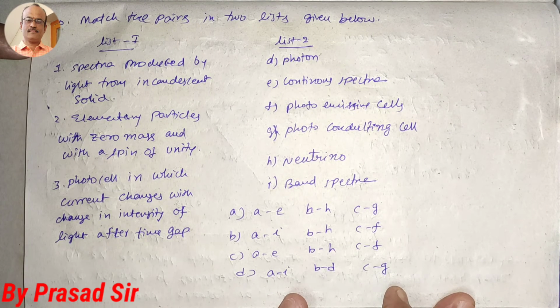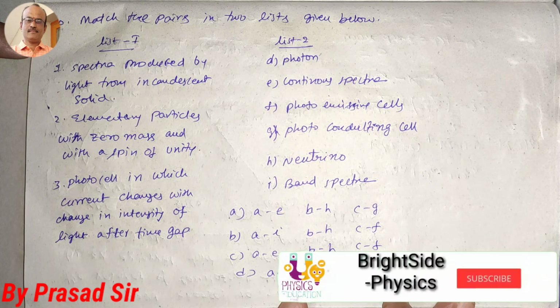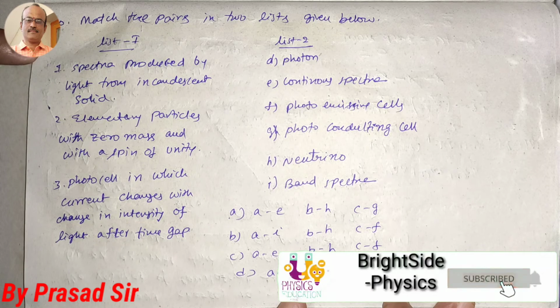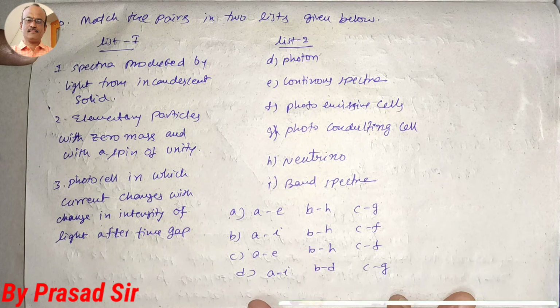Now match the pairs in the two lists given below in question number 40. List 1 and list 2 are given. List 1: 1, spectra produced by light from an incandescent solid. 2, elementary particles with zero mass and with a spin of unity. 3, photocell in which current changes with change in the intensity of light after a time gap. List 2: D, photon. E, continuous spectra. F, photoemissive cells. G, photoconducting cells. H, neutrino. I, band spectra.